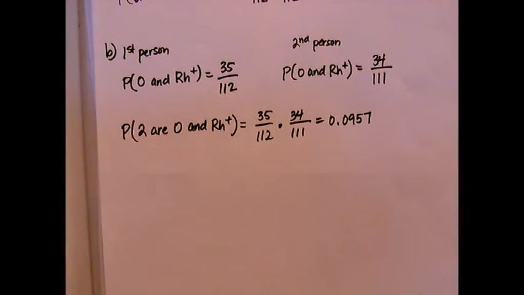So 0.0957 represents the probability of selecting two subjects that are both group O and type RH plus, and those selections are made without replacement.